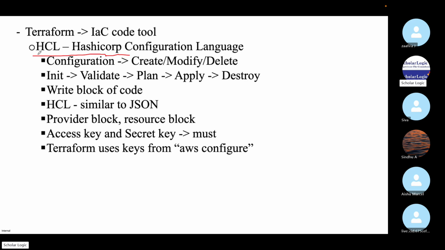The format here is called HashiCorp Configuration Language. It is HCL. It is a plain text format. You use only curly braces to create a block of code. Otherwise, it looks pretty simple. There are 5 different stages: init, validate, plan, apply, and destroy. Different blocks: provider, resource block, and you require access key and secret key in order to connect with the AWS cloud.